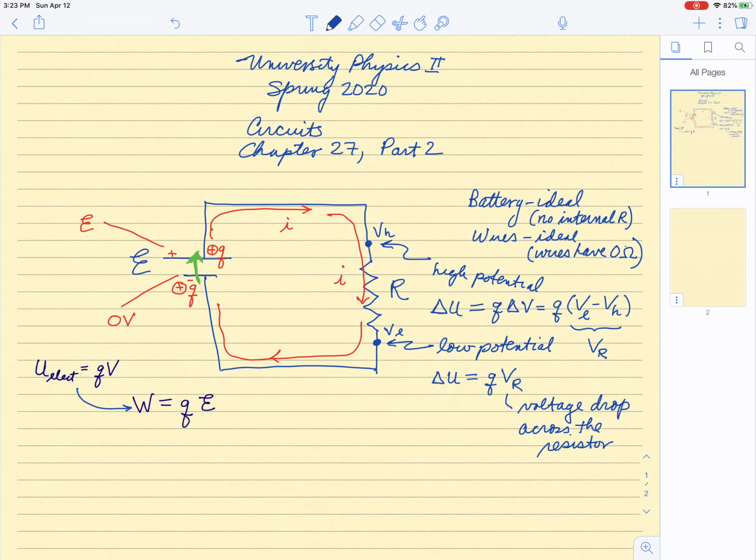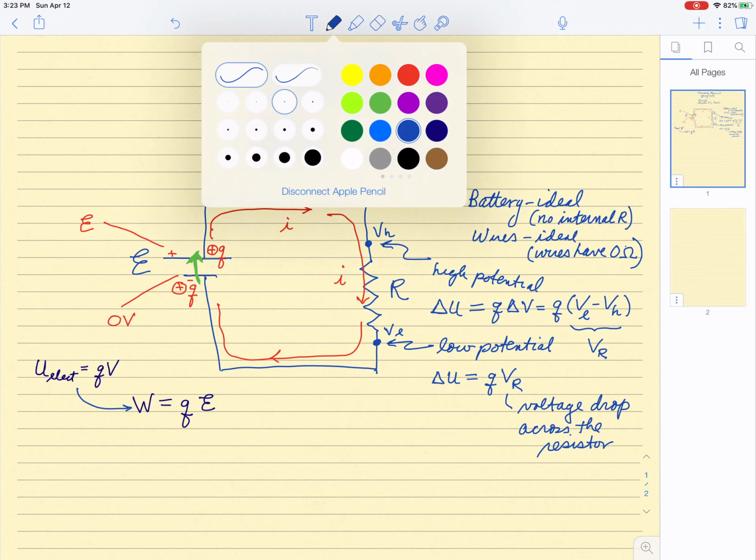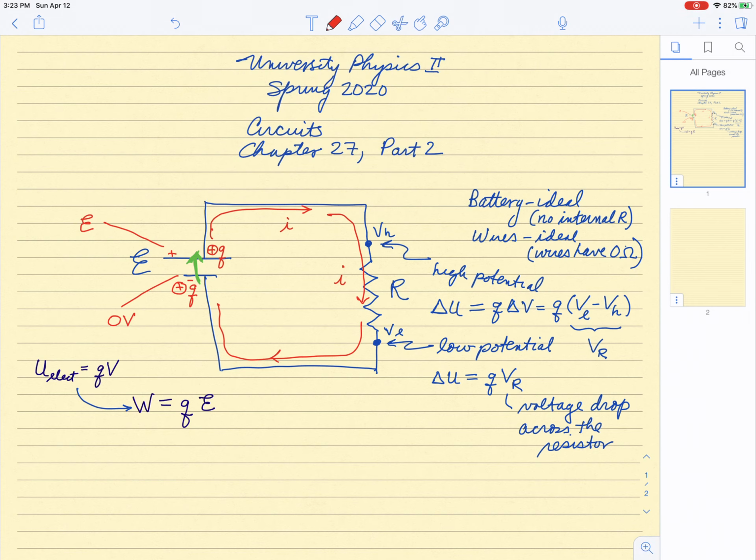Okay, so the charge now, this is going to be Q times V high. When it gets over to this side, it's going to be Q times V low. Okay, and so then that's going to be the energy loss of a charged object moving through this resistor. Now, why is it losing energy?